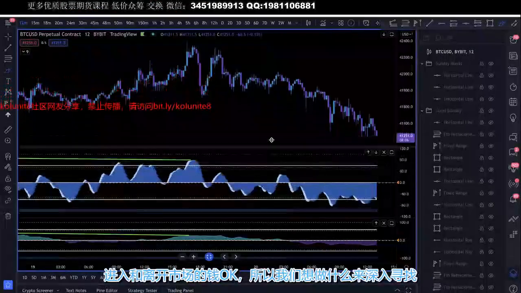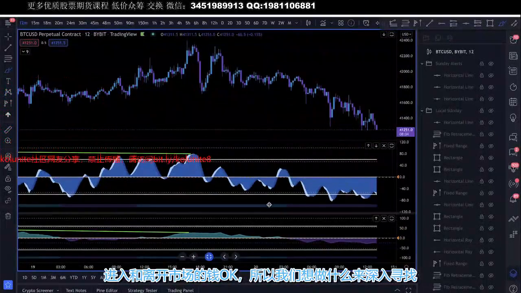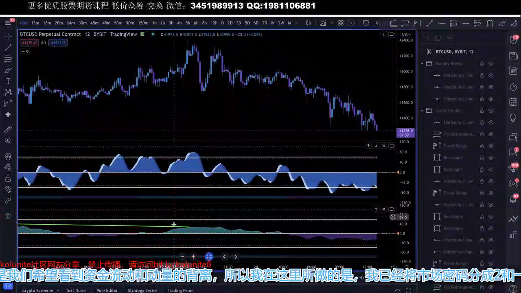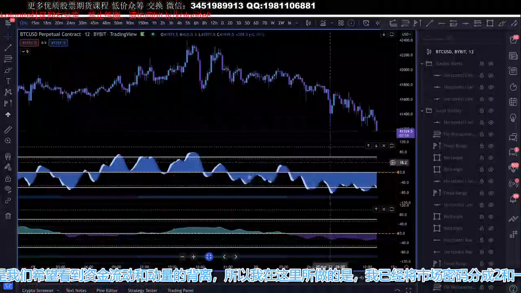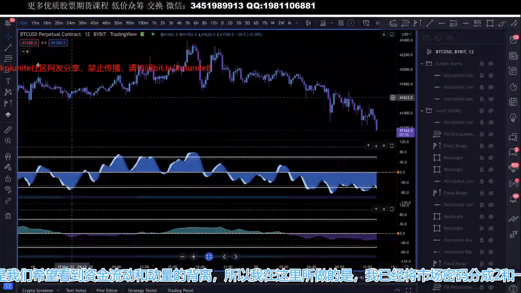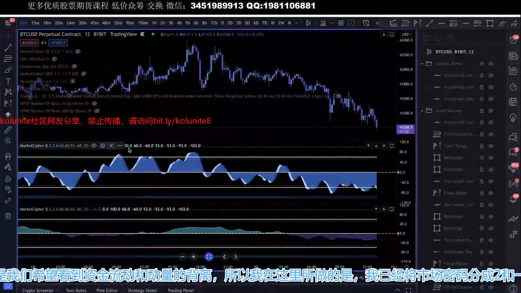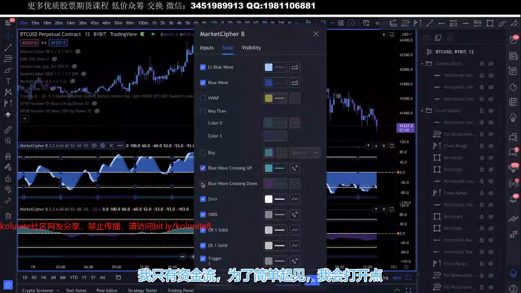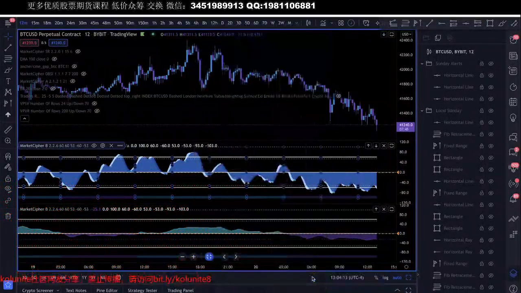Okay, and so in order to find reversals in price, we want to see a divergence with the money flow and the momentum waves. So what I have done here is split Market Cipher into two. On one Market Cipher I only have the momentum waves, and on the other one I only have the money flow. And I'll turn on the dots for the sake of simplicity.